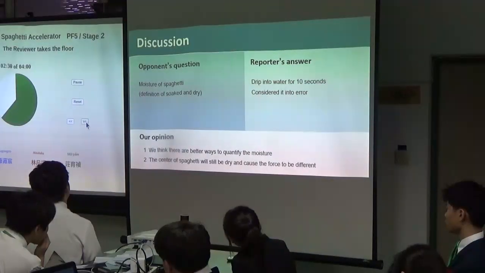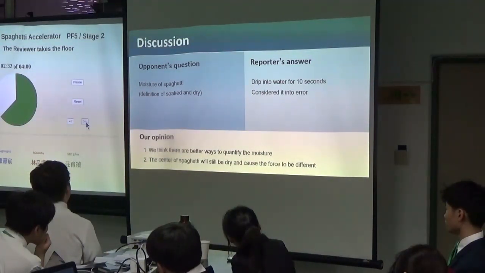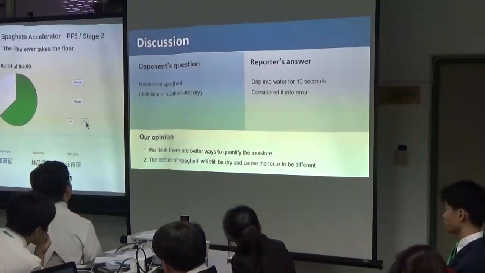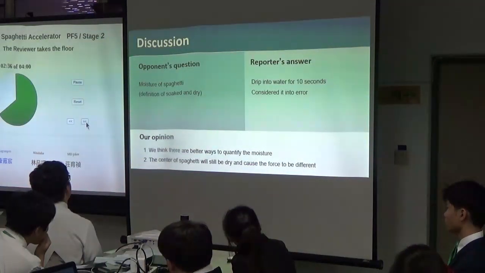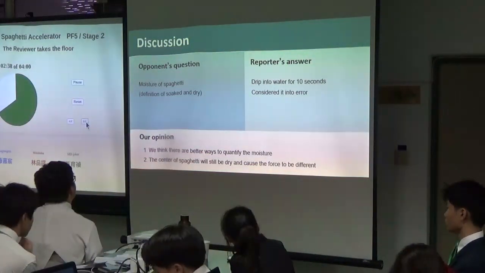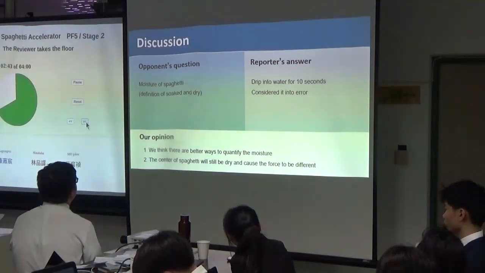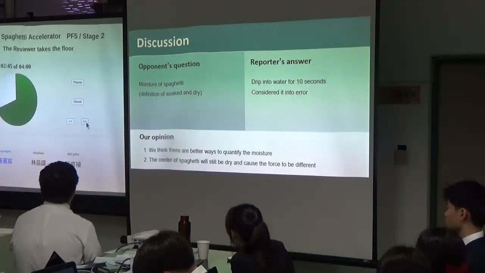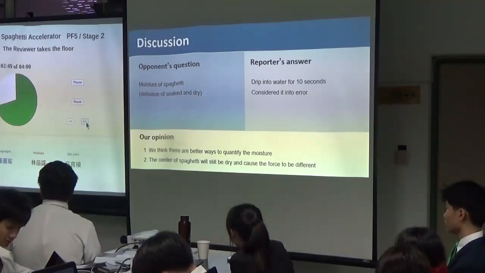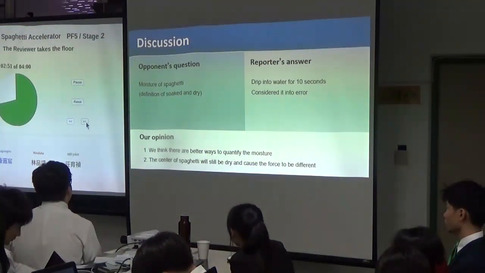Next, the opponent's question is about the moisture of the spaghetti, the definition of soft and dry. The reporter answered that they dip it into water for 10 seconds and they consider it as error. Our opinion is that there are better ways to quantify the moisture, and the center of the spaghetti will still be dry and cause the force to be different.